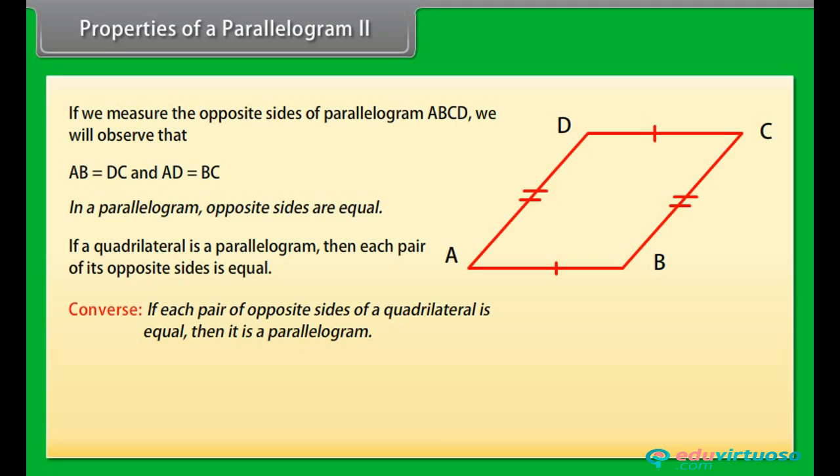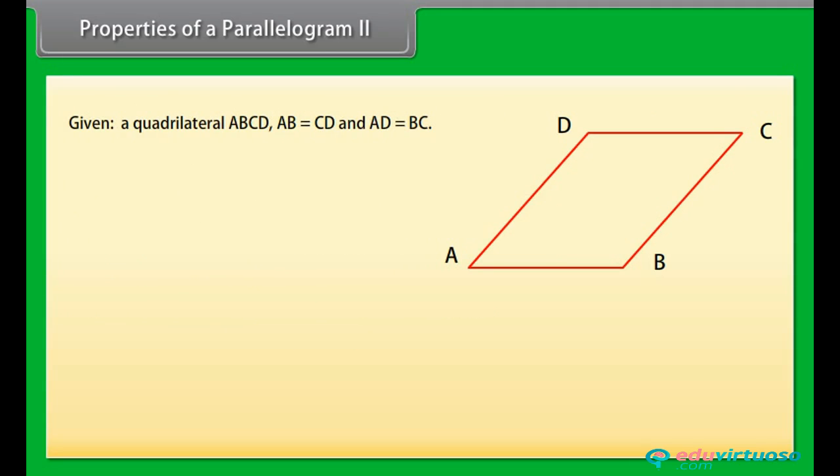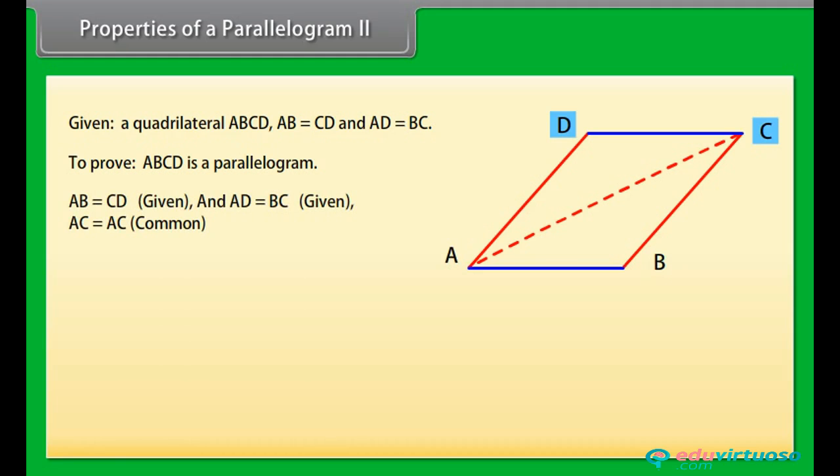Let us prove this theorem. Given a quadrilateral ABCD such that AB is equal to CD and AD is equal to BC. To prove ABCD is a parallelogram, draw a diagonal AC. AB is equal to CD and AD is equal to BC. AC is equal to AC, common. Therefore, by SSS rule, triangle ABC is congruent to triangle CDA.